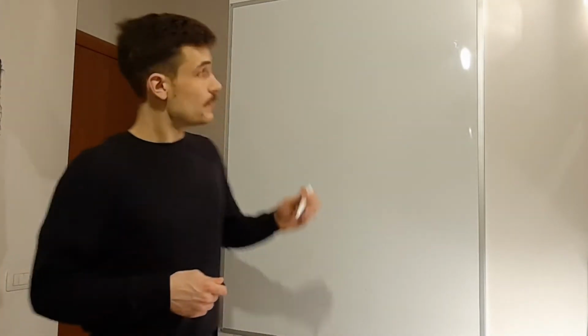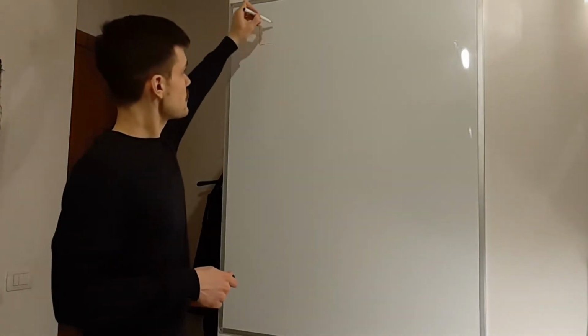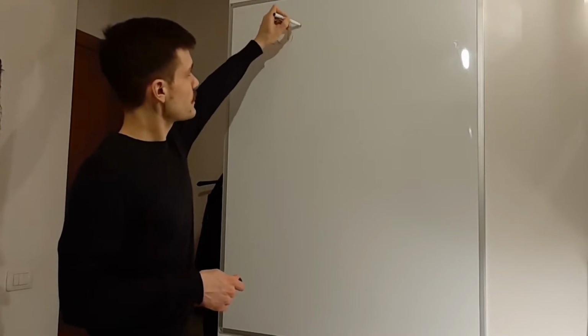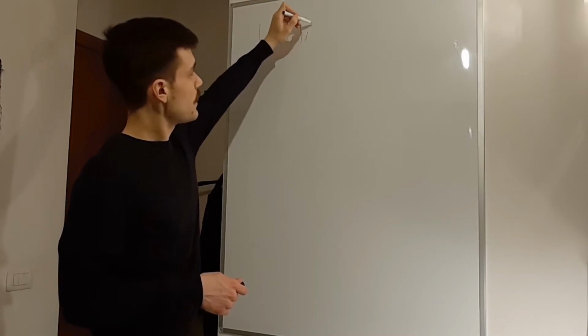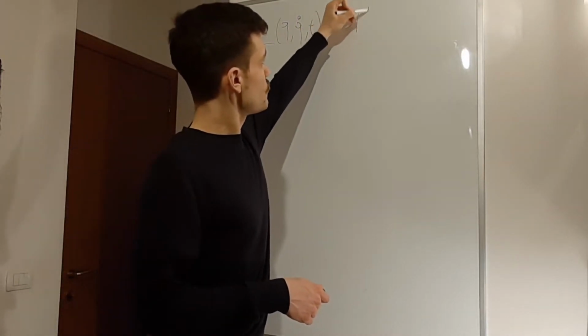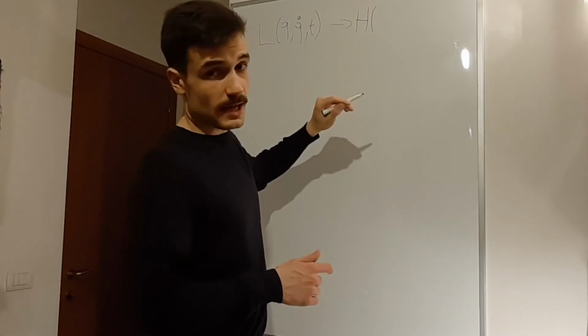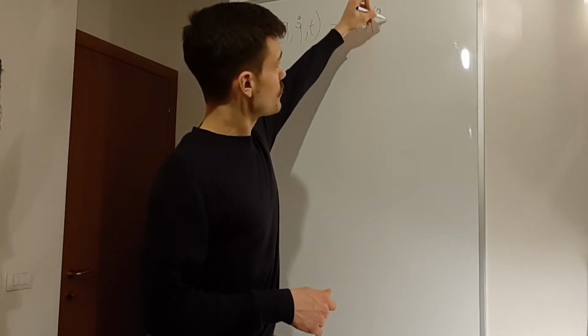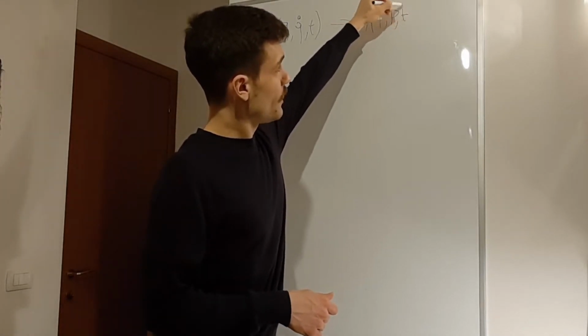So in this video we are going to introduce Hamiltonian mechanics and derive the Hamilton equations. The big difference between the Hamiltonian formalism and the Lagrangian formalism is that we pass from a formalism that uses a scalar function of coordinates, velocities and time, as the Lagrangian is, to a formalism that uses a function, still a scalar function, of position, momenta and time.